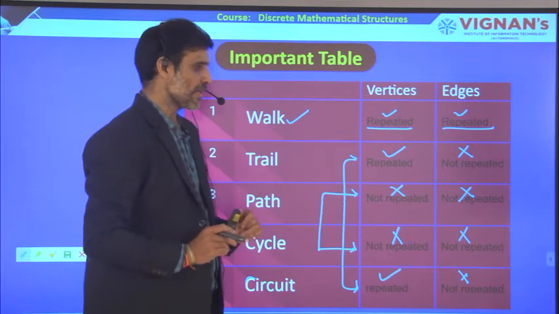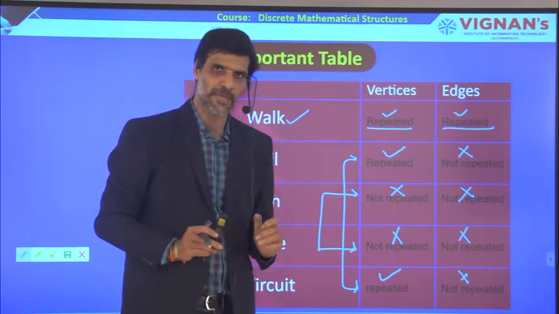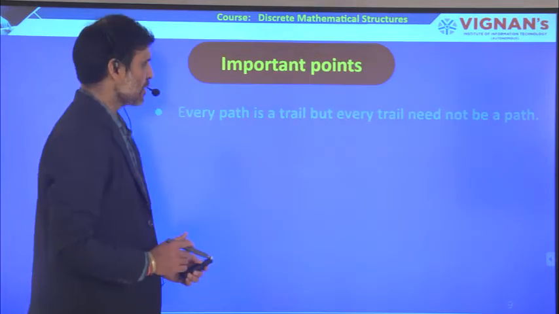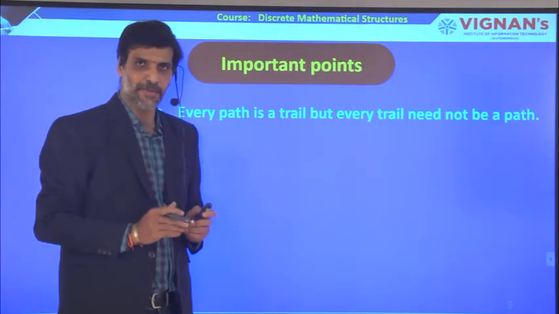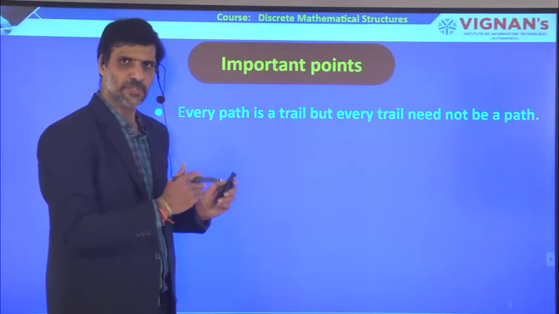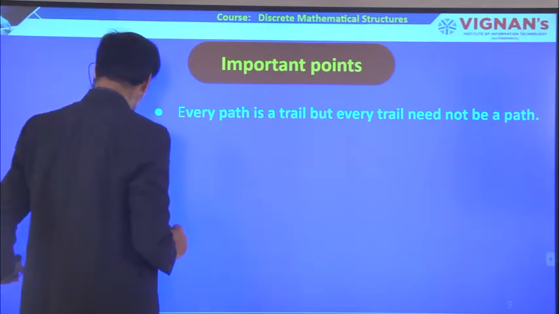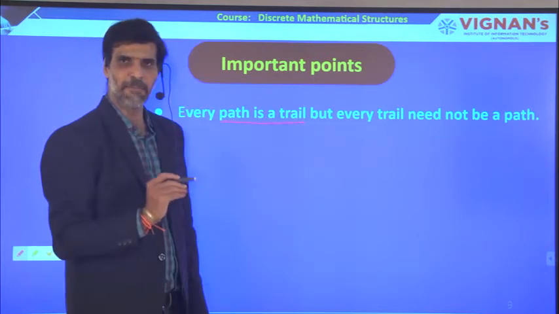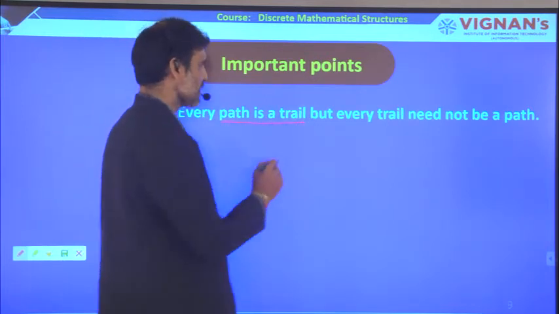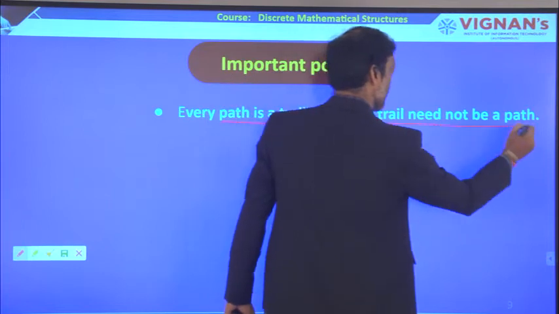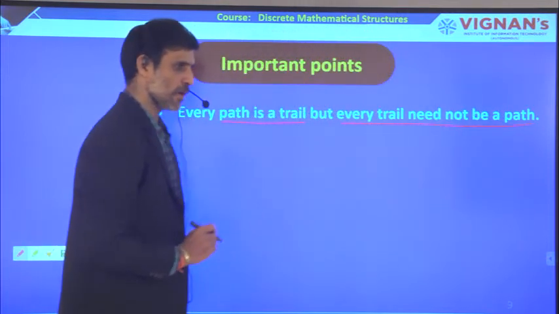So this is how we can define these four important terms in graph theory. Try to remember some important points based on the definitions we have defined till now. The first important point is that every path is a trial, but every trial need not be a path.